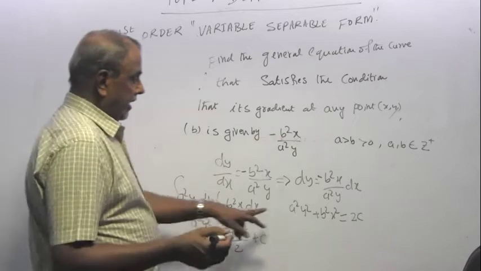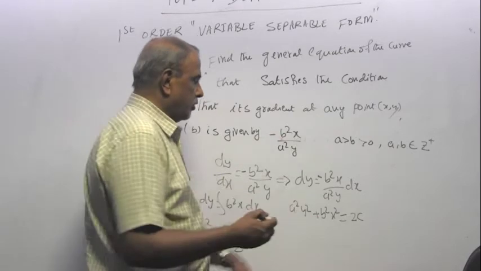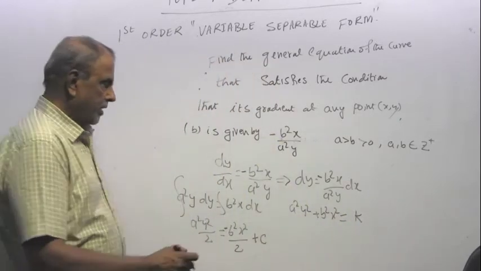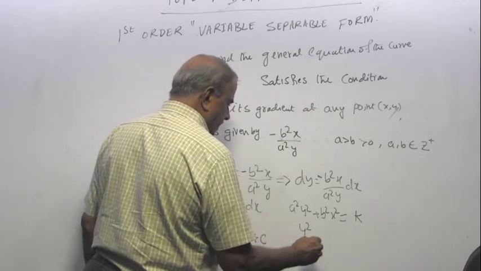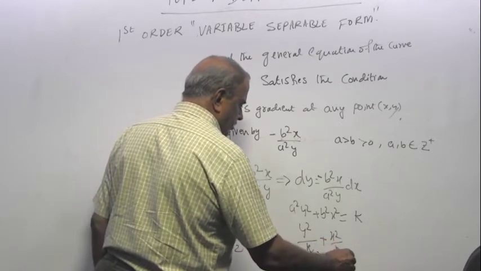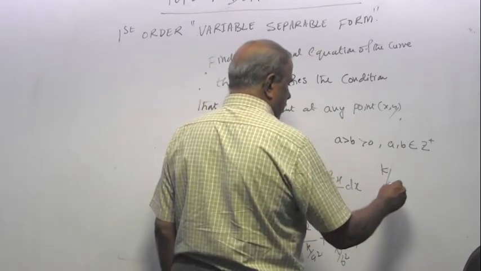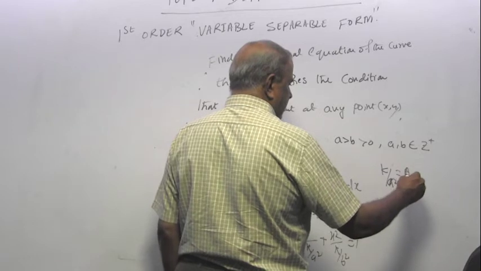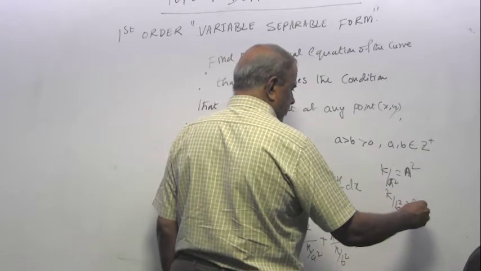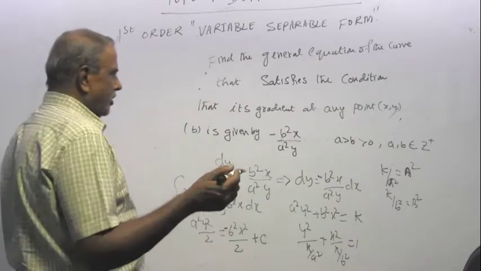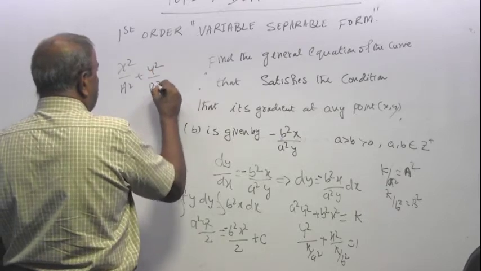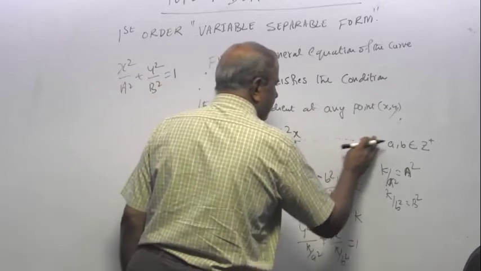So I have an equation, a squared y squared plus b squared x squared is equal to 2c, which I'll call some constant k. So I divide throughout by k, I get y squared over k over a squared plus x squared over k over b squared is equal to 1. I'm going to call k over a squared a constant a squared and k over b squared a constant b squared so that I don't have too many unknowns. So it becomes x squared over a squared plus y squared over b squared is equal to 1.